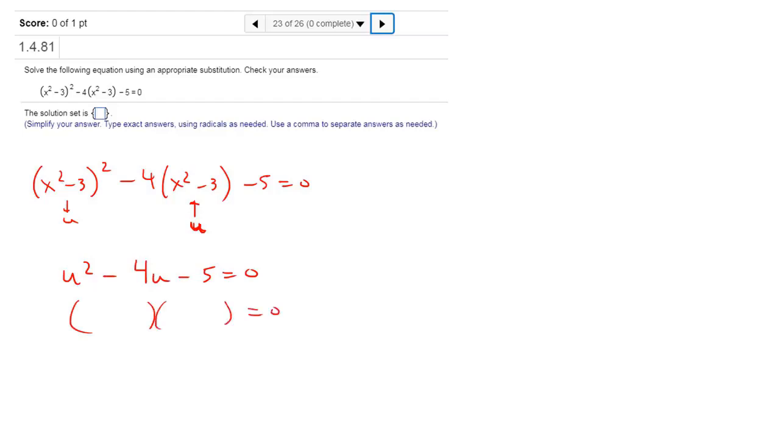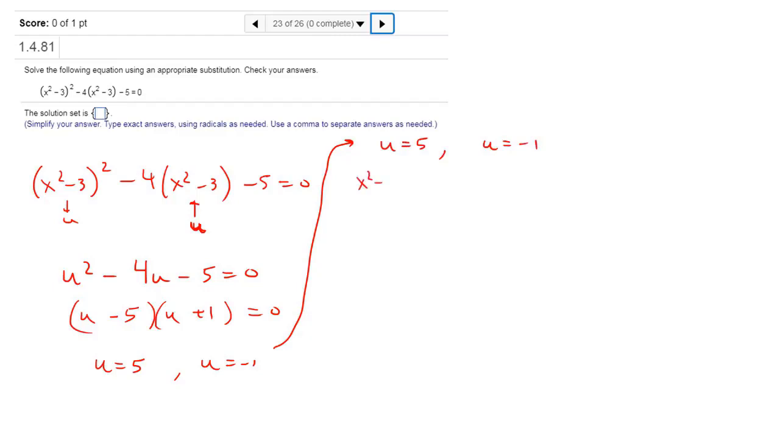That is a pretty easy factoring concept there. Two numbers multiplied to negative 5, add to negative 4. Those are going to be a negative 5 and a positive 1. In solution form, u is equal to 5, u is equal to negative 1. Bring it up here. And we are going to back substitute all this together here. So u changes back into x squared minus 3 is equal to 5, and x squared minus 3 is equal to negative 1.